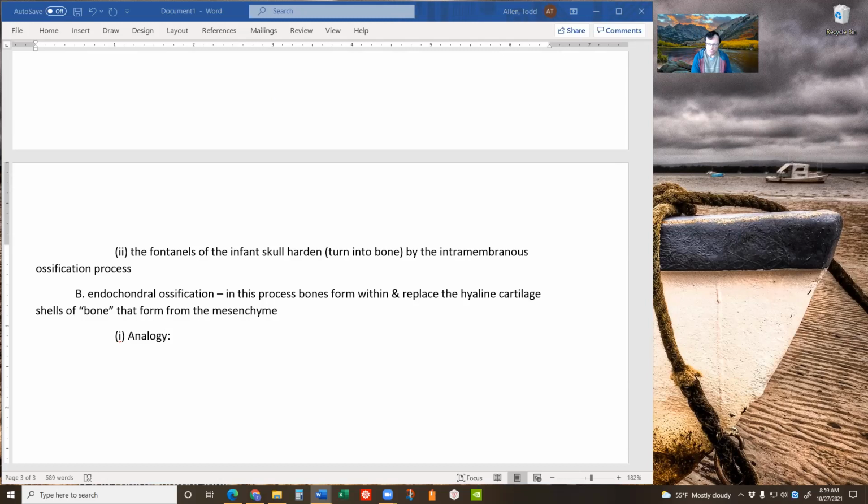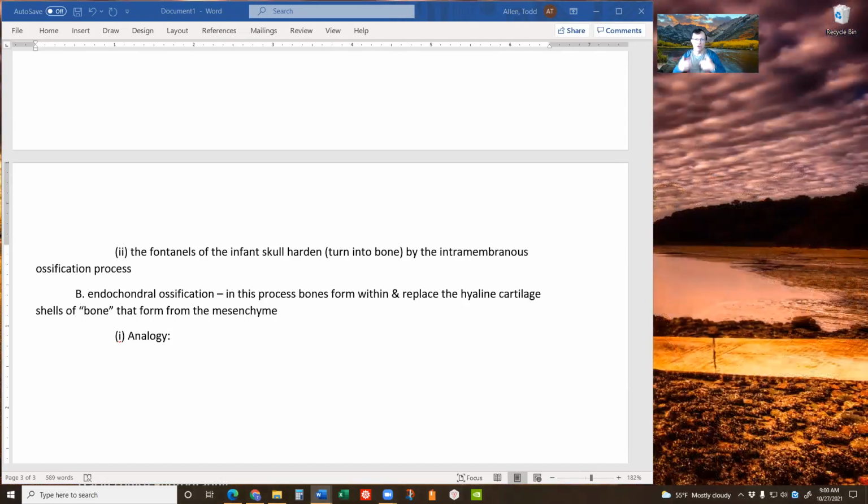Question in the chat window. Am I making sense with a cookie sheet having depressions that are filled with batter? Can you visualize what I'm talking about? I hope you can. And so what I'm saying here is that forming bones through the endochondral ossification process is a little bit analogous to making Christmas cookies, where you fill up a depression in a cookie sheet.